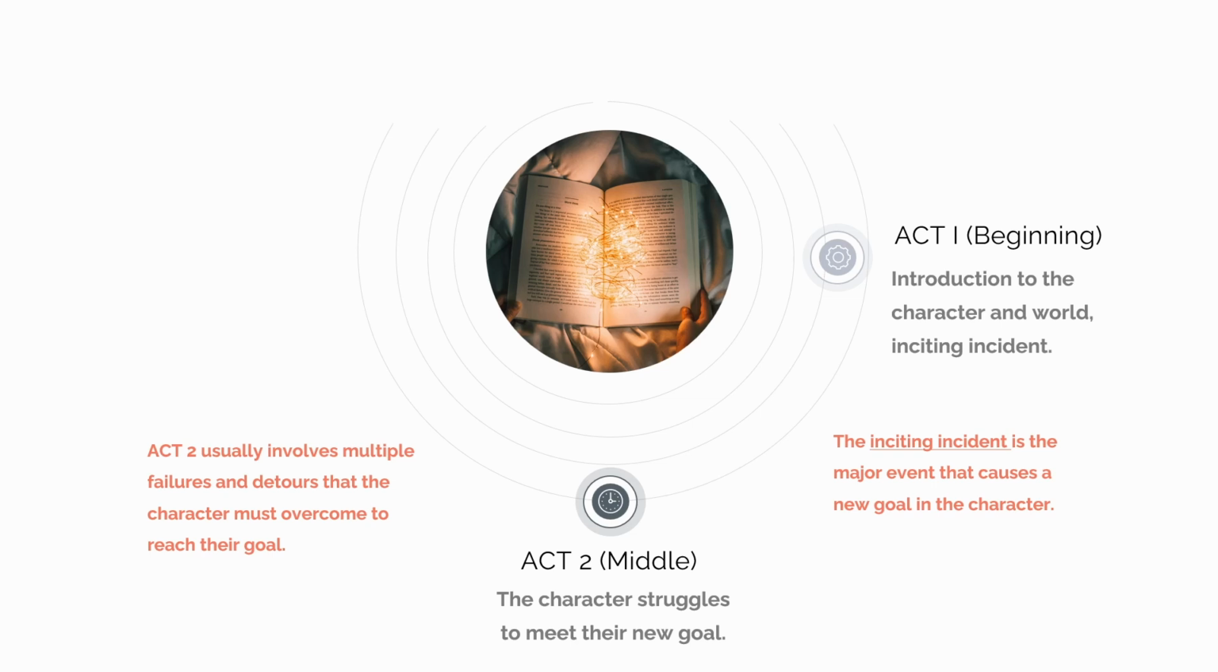And then Act 3, the character either succeeds or fails in meeting their goal. And so this will be the ending of the story. Do they meet the goal? Do they not meet the goal? Do they die? Something like that.